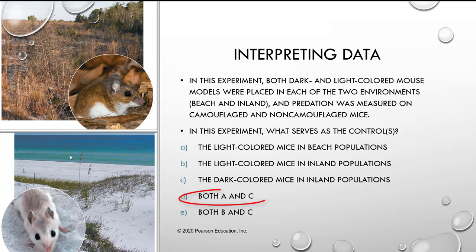If you chose D, I would agree with you. Remember, the light color is their natural environment, so we're not changing anything. The dark colored mice in the inland environment, that's their natural environment. We're not changing anything, so these are the control groups. When we put the beach mouse in the inland environment and the inland mouse in the beach environment, we're changing things big time, right? That's the experiment. But the control groups are just when they're in their natural environment. So D is the correct answer.